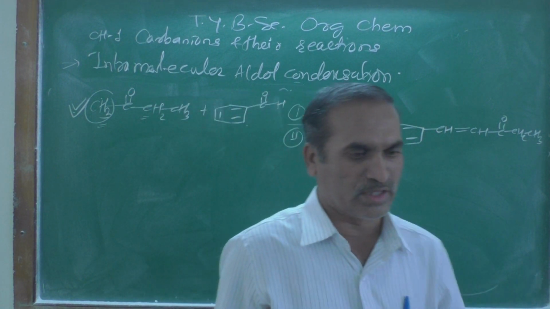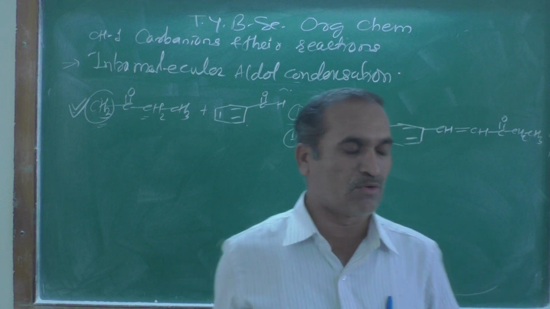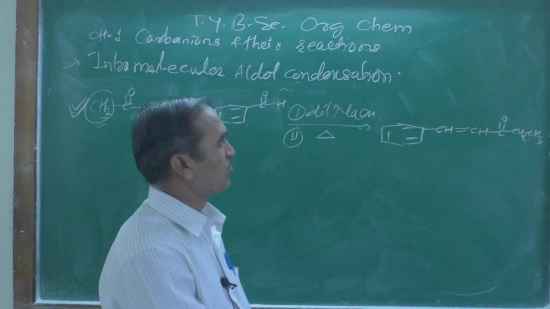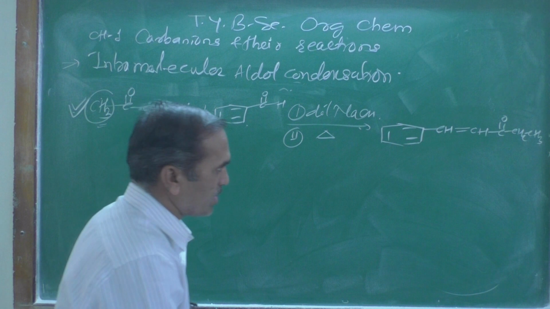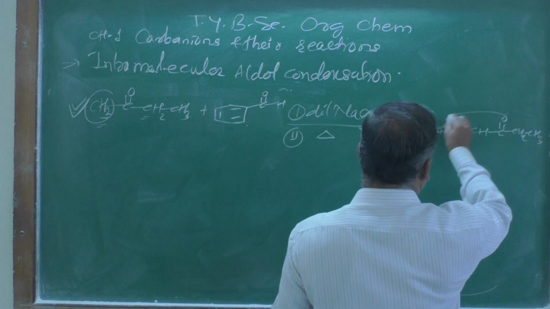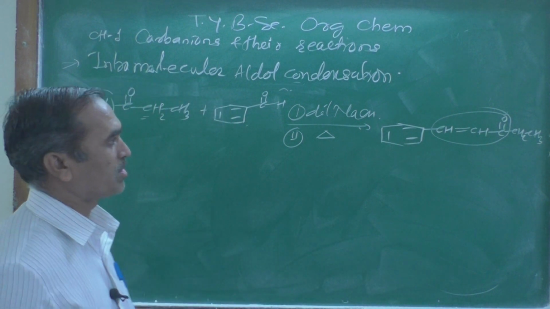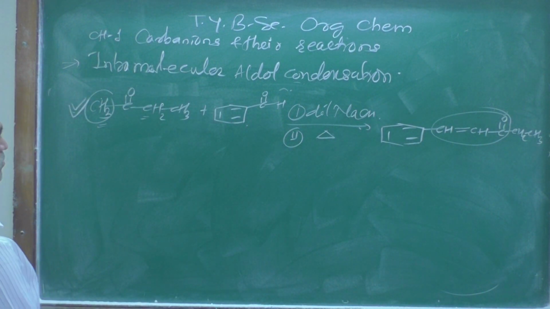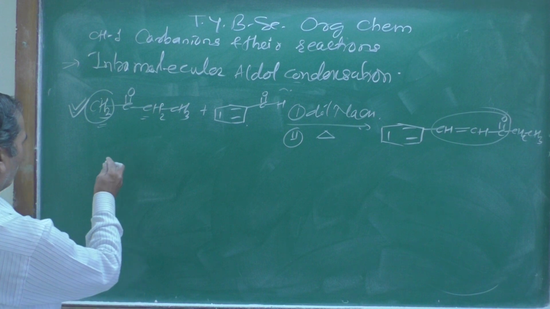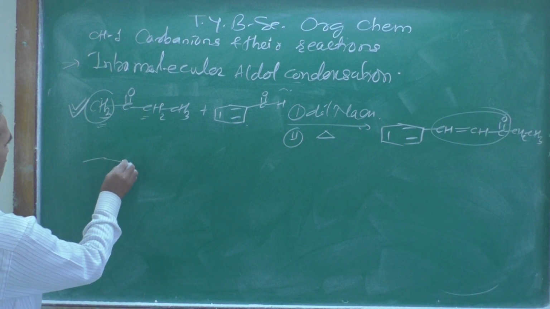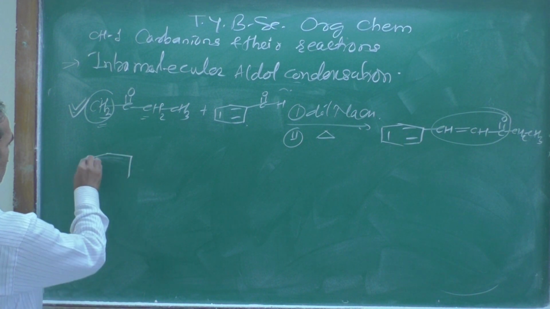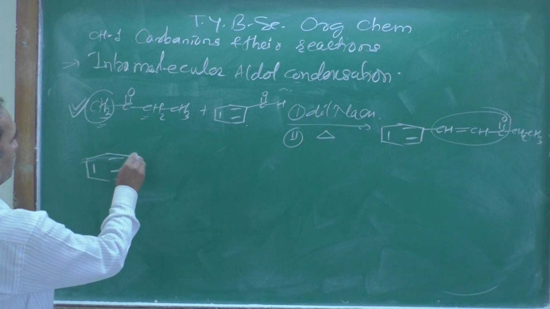That aldol further eliminates a water molecule and gives the alpha, beta unsaturated compound. This is known as an enone system, or chalcone is the common name of this compound. That's this.